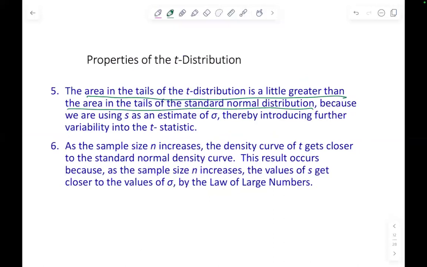As our sample size gets bigger, our density curve of T is going to get closer and closer to the standard normal density curve. Remember when we were dealing with X bar, and we talked about how once we get a sample size greater than 30, our sampling distribution is normal. That's what happens here. Once our sample size gets greater than 30, our T distribution looks basically like a normal curve. It's almost exactly like a normal curve. So 30 or greater gives you basically a normal curve with your T distribution, but we're still going to use T-scores even when we hit 30.